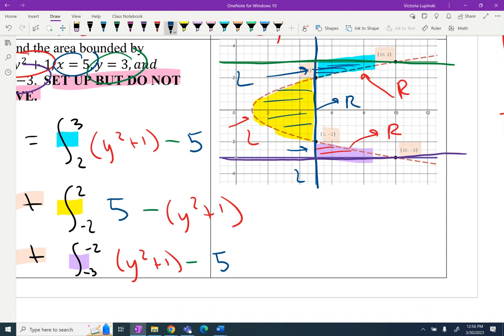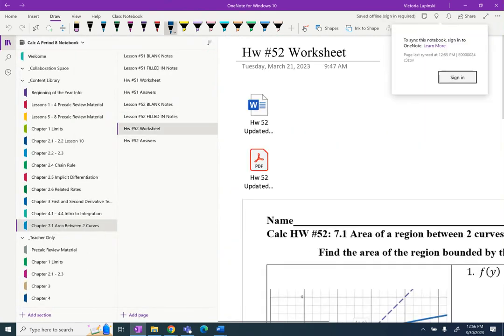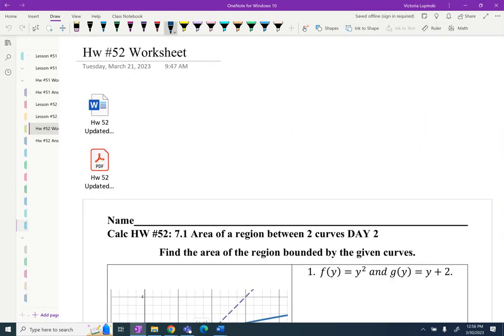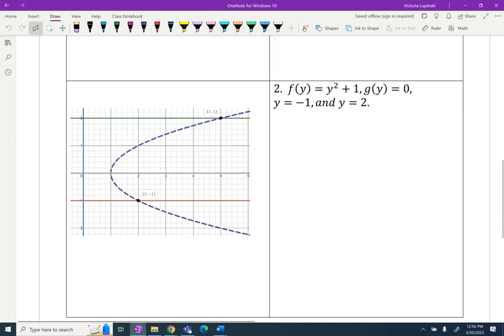So if you go ahead and flip to the next page in your packet, it's homework 51. You should have done it yesterday. If not, here's your second chance. Flip again. That's homework 52. That's today's lesson. Make sure you are doing right minus left. And look at the second problem. For the second problem, do not disregard this g of y equals 0. That is this line here on the y-axis. So if you need to darken that in for yourself, do it now.